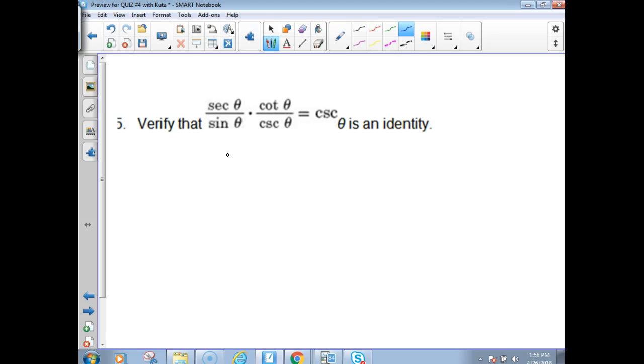5, the first number 5, I noticed there were 2 of them. I'm going to rewrite everything in sines and cosines. Secant is 1 over the cosine theta over sine theta times cotangent is cosine theta over sine theta all over cosecant 1 over the sine.